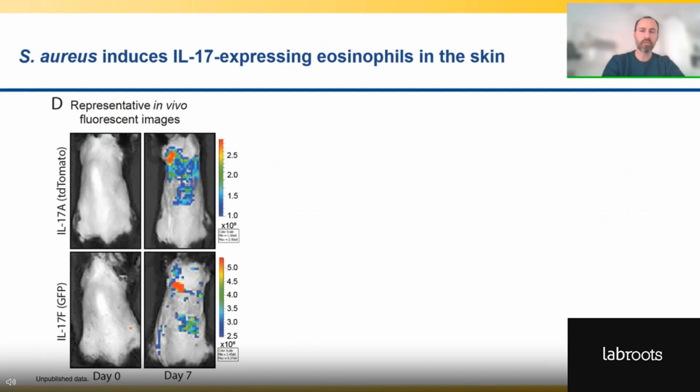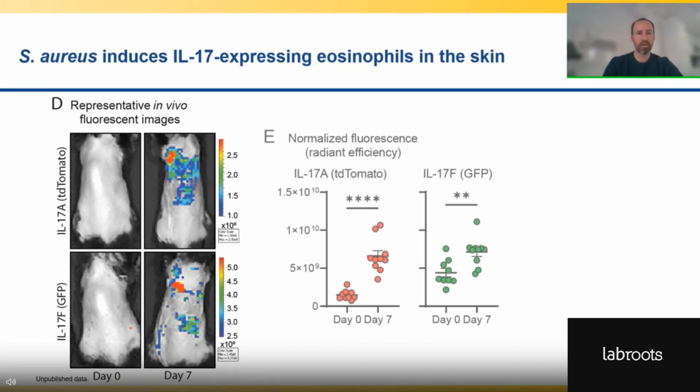In previous studies, we found that IL-17 was crucial for the skin inflammation. In addition, in RNA-seq data, we found that eosinophils were associated with the expression of IL-17 in the skin. To determine what cells were producing IL-17, we again used our IL-17A/F reporter mice. And what we found is that when we apply Staph aureus to the skin, we see a significant increase in both the IL-17A and IL-17F expression as measured by fluorescence.